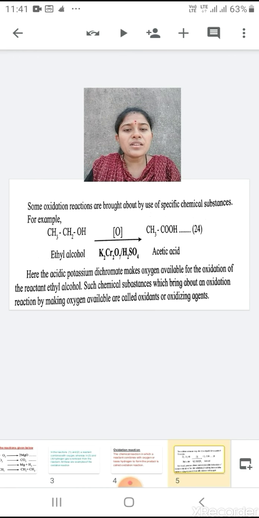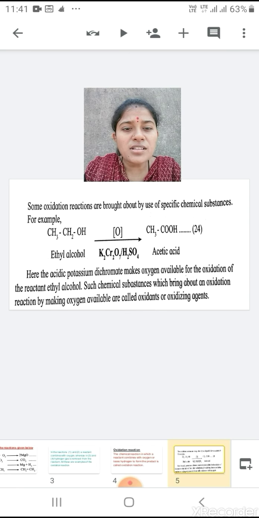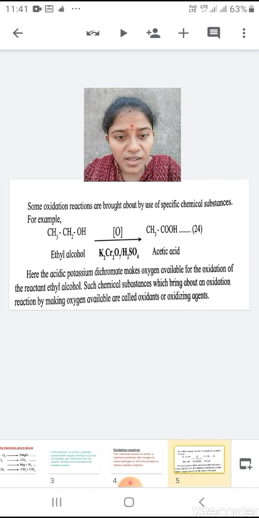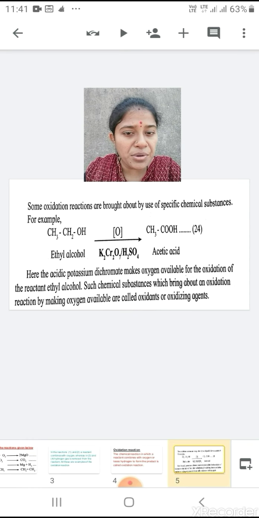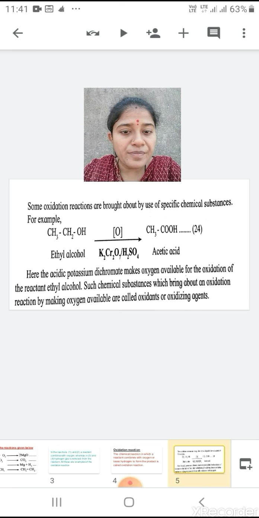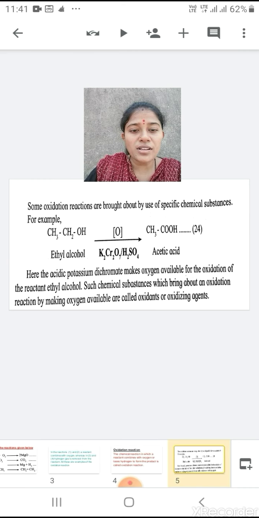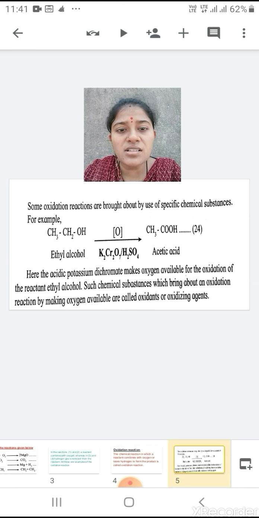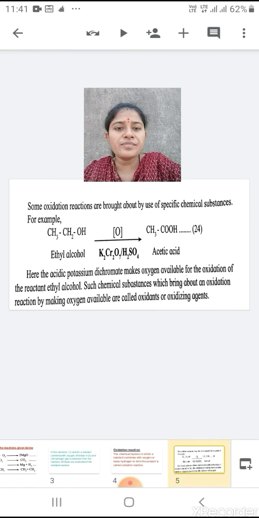You must be observing here, in this reaction, oxidation has taken place, isn't it? So ethyl alcohol is getting oxidized to acetic acid, but on the arrow, if you observe carefully, they have used potassium dichromate as the catalyst, you can say. You remember, na? We have discussed what catalysts are, which help the reaction take place. Okay, so it acts as the catalyst, and because of it the oxidation takes place. Okay.